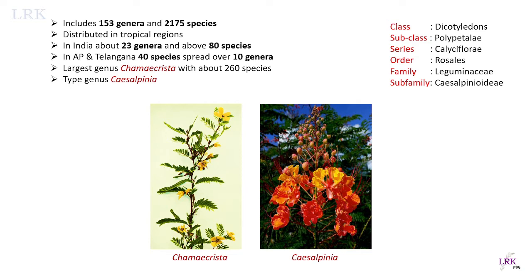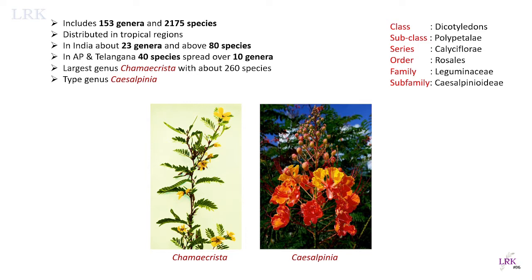This subfamily includes 153 genera with 2,175 species distributed in tropical regions. And in India, they are represented by 23 genera and 80 species. And in Andhra Pradesh and Telangana, from where I dwell, near about 40 species spread over 10 genera.